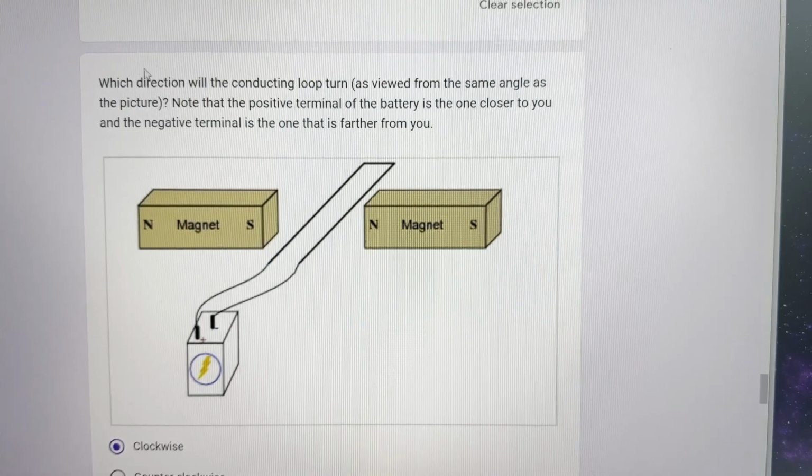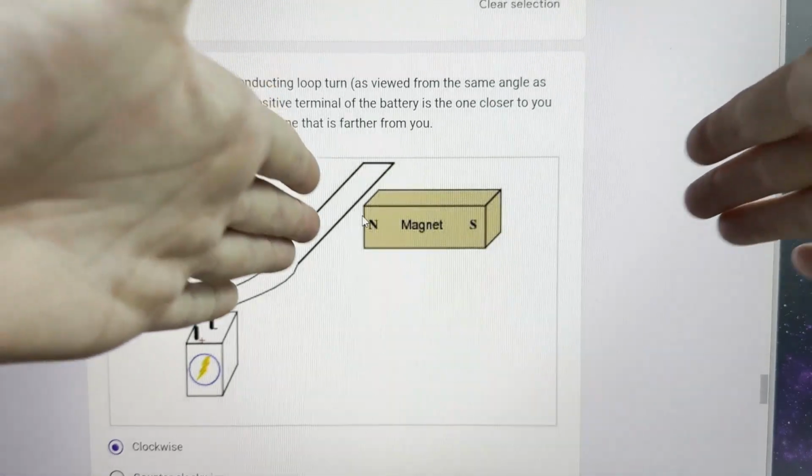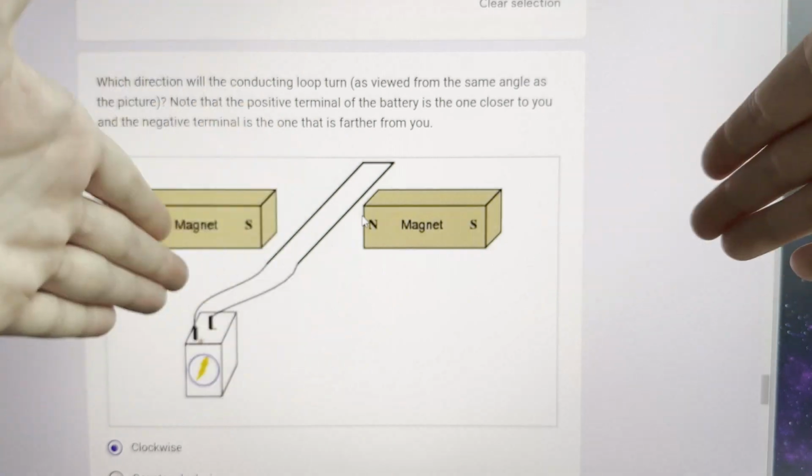Okay, so we're asked which direction will the conducting loop turn as viewed from the same perspective as the picture. Note that the positive terminal of the battery is closer to us, the negative is further from us. They are labeled, but it's kind of hard to see. We want to figure out which way this will turn. Well, first let's ask ourselves, why will it turn in the first place? Well, because charge is moving through this wire, right? And it's doing so through an external magnetic field. We know that as a result, it will feel a force, right?